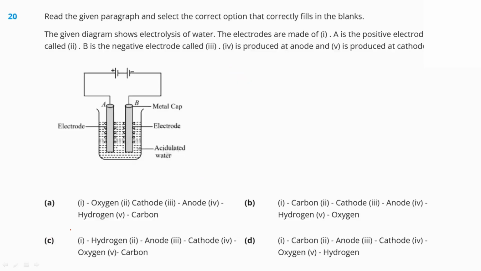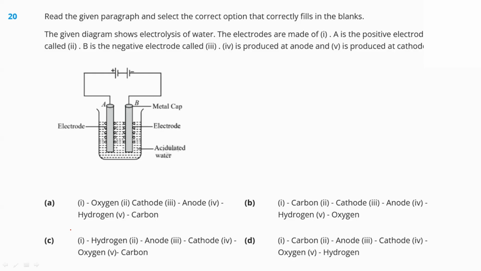Next, read the given paragraph and select the correct option that correctly fills the blanks. Okay, the given diagram shows electrolysis of water that electrodes are made up of one, as A is the positive electrode called 2, and B is the negative electrode called 3. Okay, so positive electrode is called the cathode and the negative electrode is known as the anode.